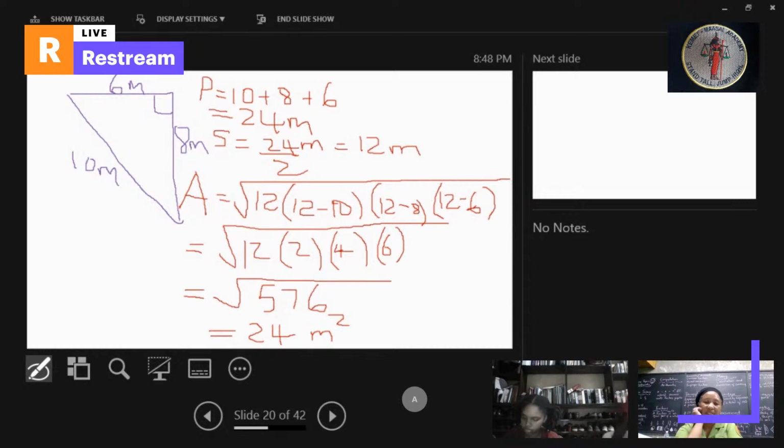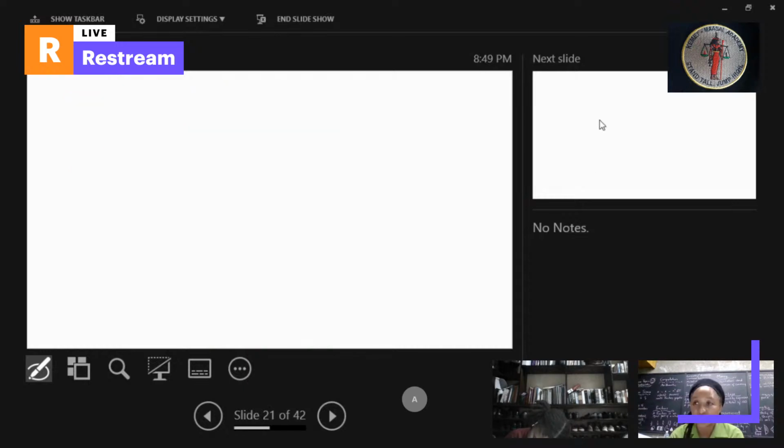So each person got a chance to do the half base times height, and each person got a chance to do Heron's formula. So the third one would be half AB sine C, right? So that's the one we're going to use. I remember, depending on what you're given, you decide which one to use.